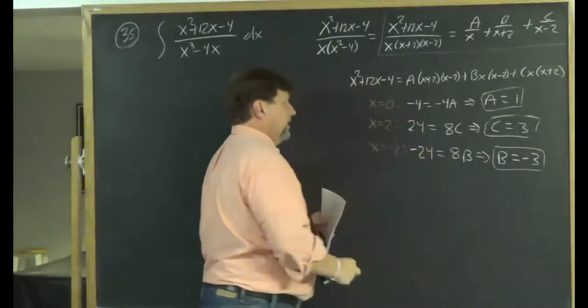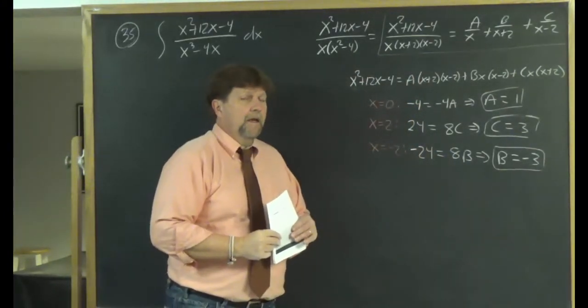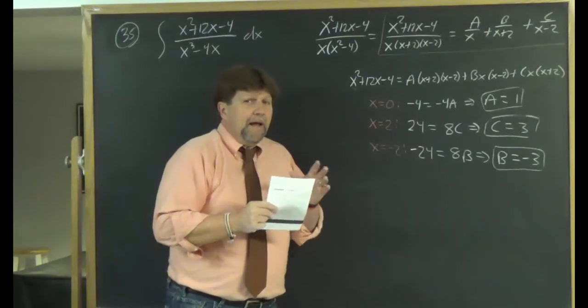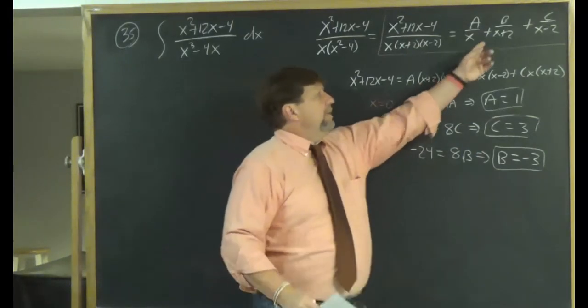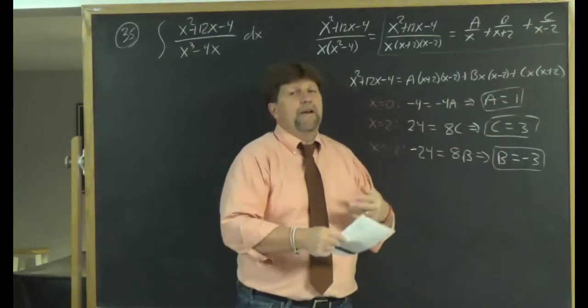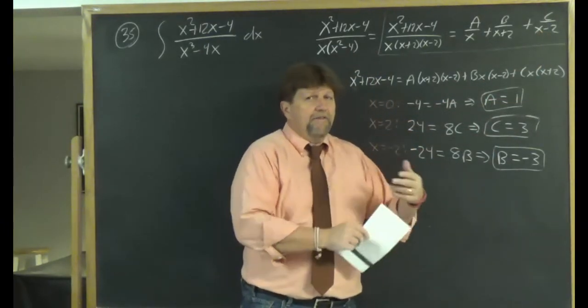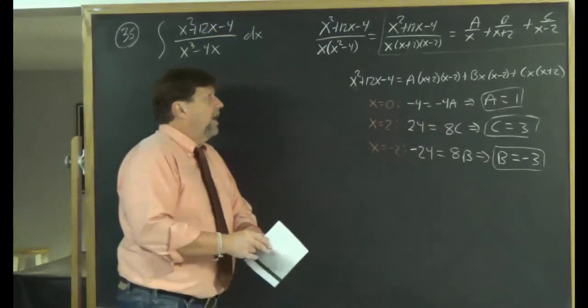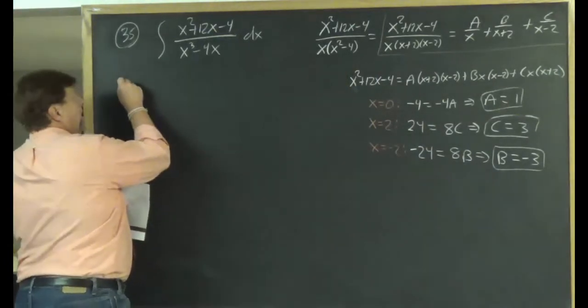So b is -3. Okay. Now you might have a slightly different, I mean, if you put the x minus 2 here and the x plus 2 here, you'll just have a different value for b and c. It's not going to affect the final answer. So, here we go.